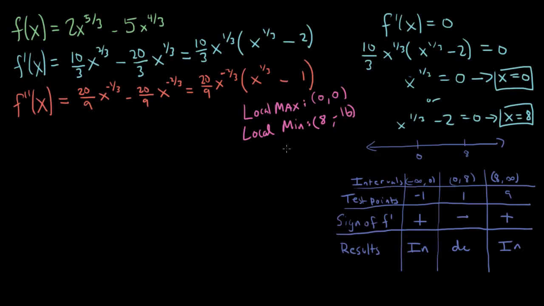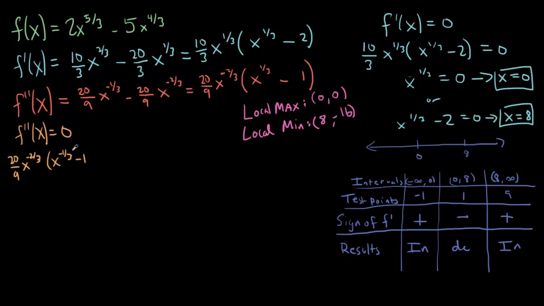But now let's look at the second derivative, because the second derivative is going to give us concavity. Now let's see here. F double prime gives us possible inflection points when we set f double prime of x equal to 0. So here's f double prime over there, the factored version. So 20 over 9, x to the negative 2/3 power times x to the negative 1/3 power minus 1.